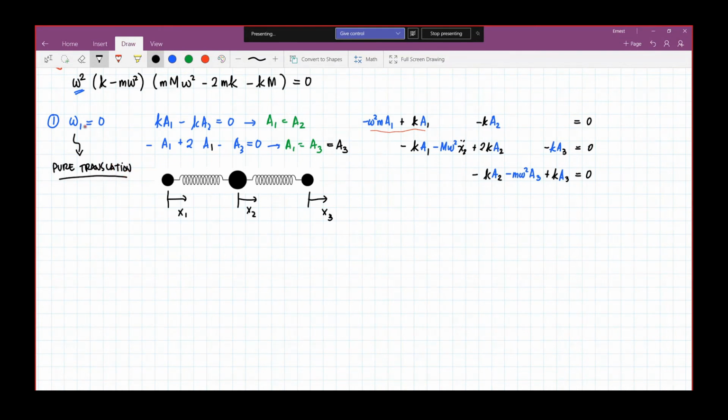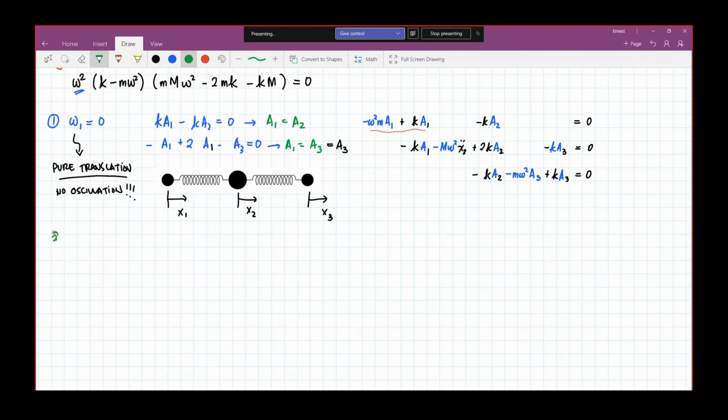And that's precisely why omega is 0. If omega is 0, that means there is no oscillation, because remember that omega describes your oscillation. And the only motion that is possible for a one-dimensional molecule like this is just pure translation. Either the whole molecule moves to the left, or the whole molecule moves to the right.